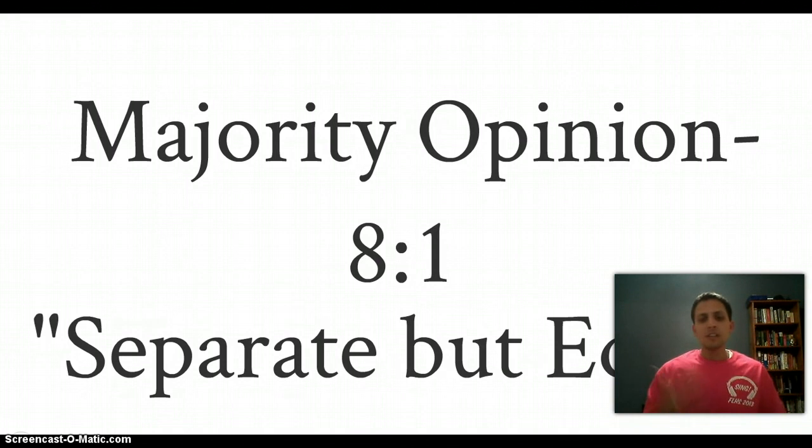Meaning, let's say, for example, you had segregated schools. According to this opinion in 1896, it's okay to have a black school and a white school as long as they get the same amount of funding, as long as the buildings are of equal quality, they get the same amount of textbooks, and the textbooks are updated as often in the white school as they are in the black school. That's their basis here as far as their opinion.